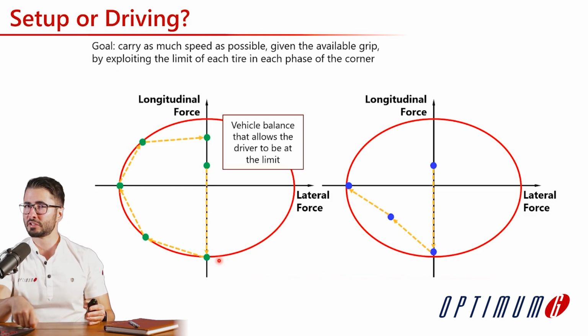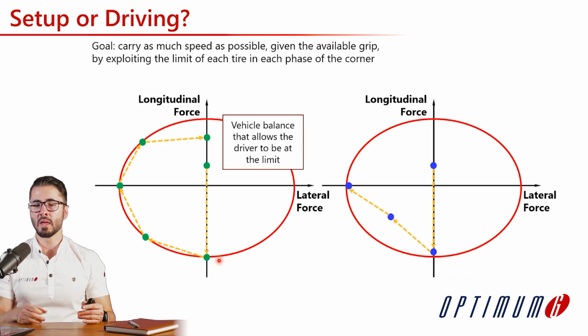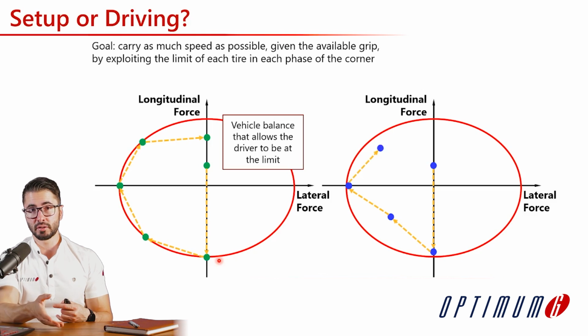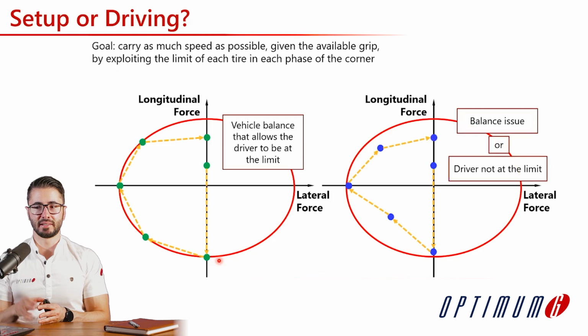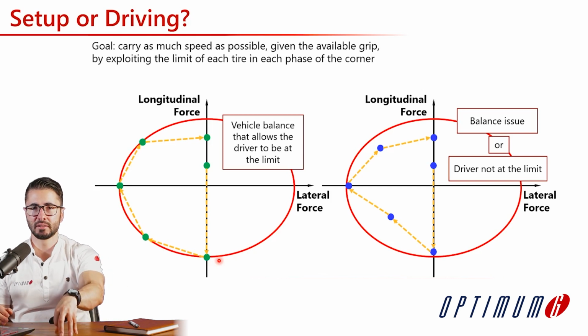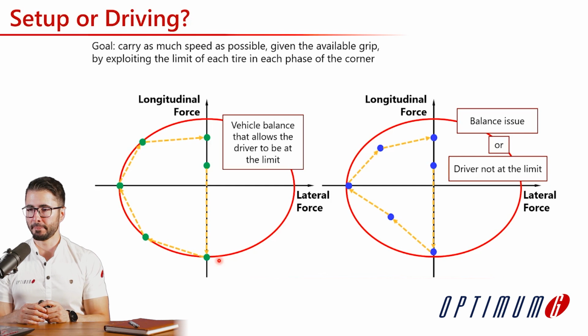He goes to the apex, he's exploiting quite a high grip, but not everything, because the car is a little bit understeer or a little bit oversteer, let's say. And then corner exit, he tries to go back on power. Either he's not exploiting the full grip capability, or the car is too oversteer or understeer for that to happen. So in this case, we can see that in each of these phases the driver did not exploit the full capabilities of the tire. It could be because of a balance issue, or it could be because the driver is simply not at the limit.